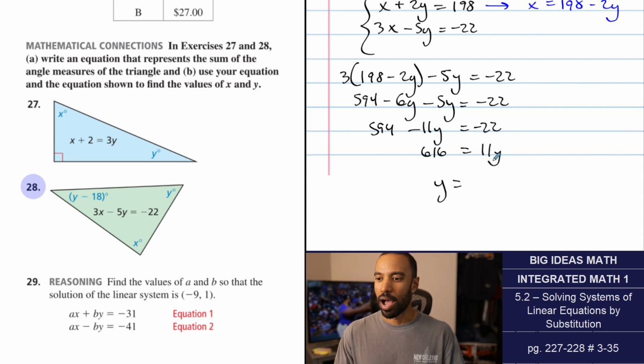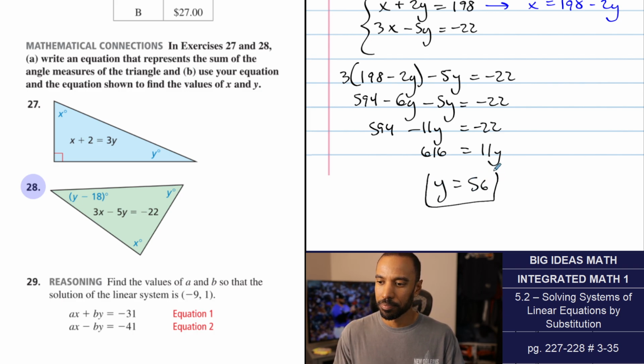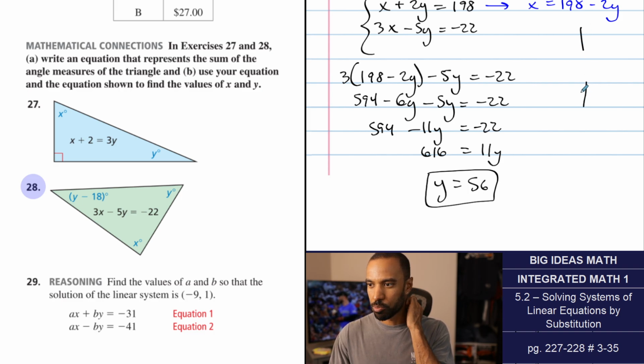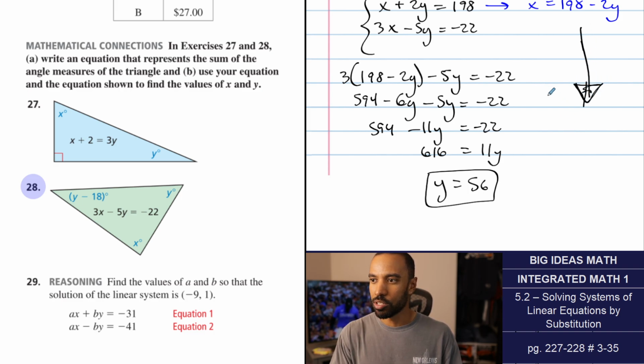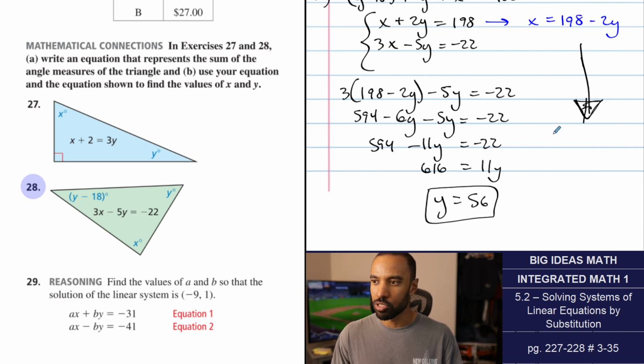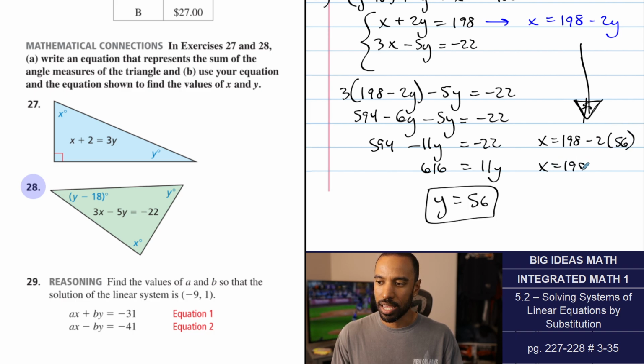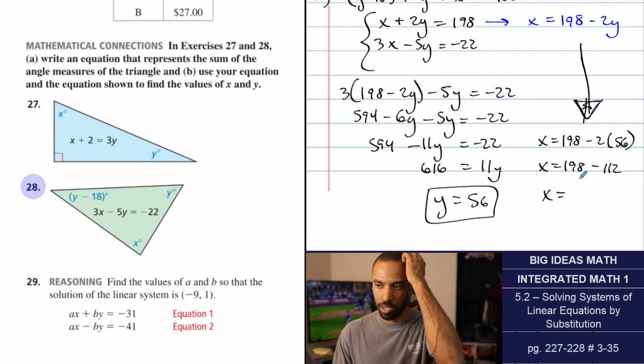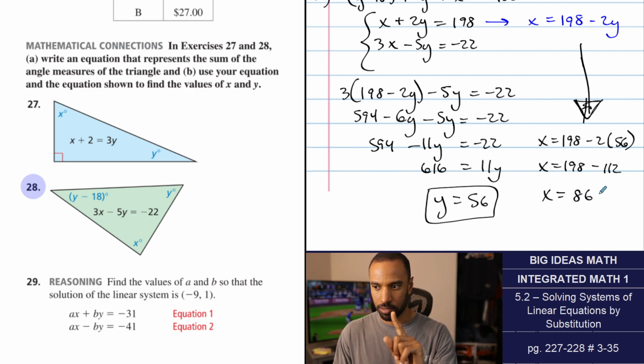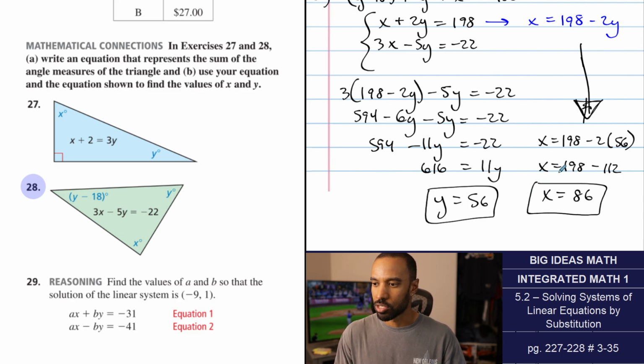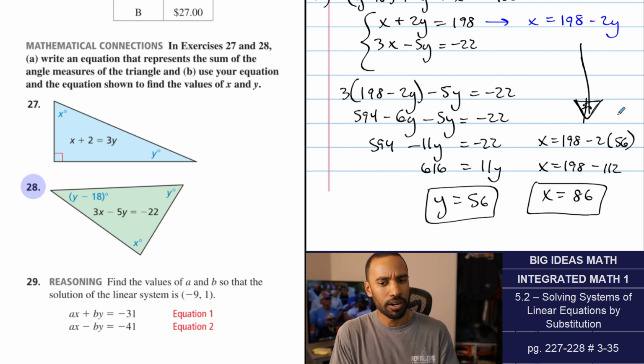$56. You get y equals 56. I'm glad it's an integer. It always makes me feel better that I probably didn't do anything wrong there. X, you can see right there, 198 minus 2y. X is 198 minus 2 times 56, which is 198 minus 112, which is 86. X is 86. And again, these aren't ordered pairs here, right?